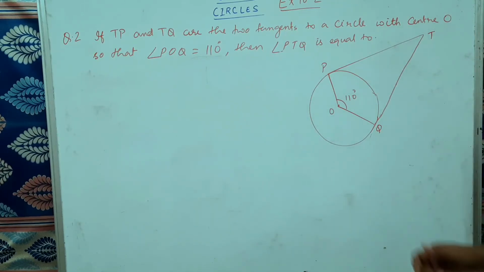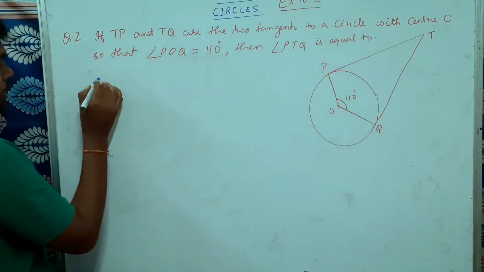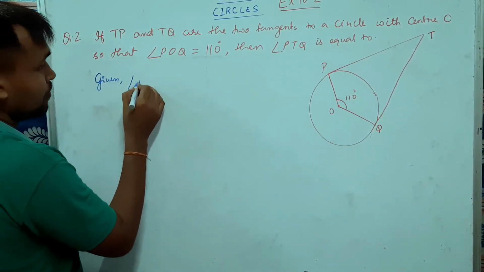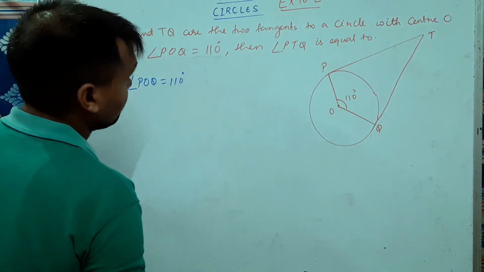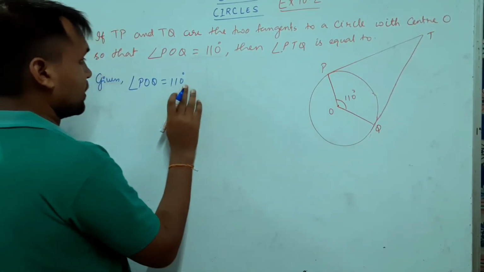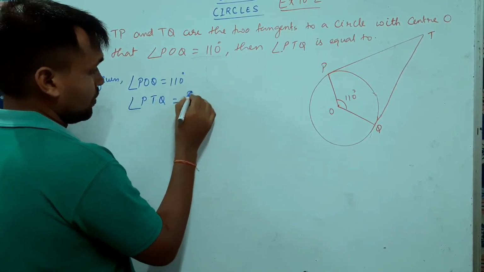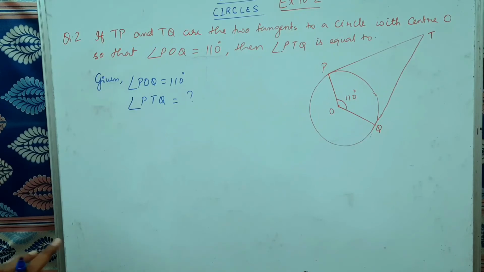Okay, so we will do that. First of all, we'll write what things are given. Given: angle POQ equals 110 degrees. What are they asking us to find? They are asking us to find angle PTQ equals question mark. So these are the information they have given and what they are asking.